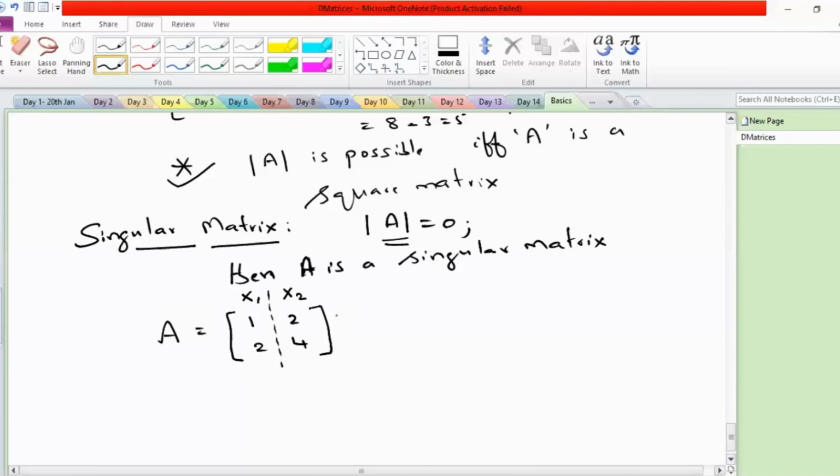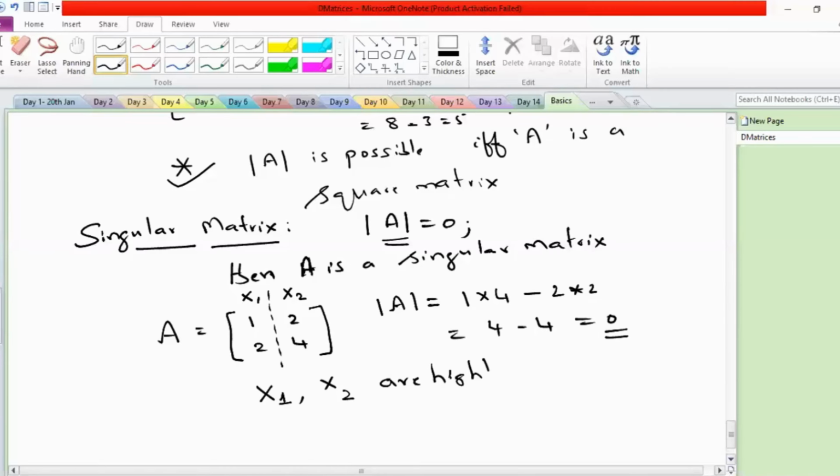If I calculate the determinant, what will the value be? 1 into 4 minus 2 into 2, which is 4 minus 4, which is nothing but 0. When the determinant of any matrix becomes 0, the inference you can take is that the x1 and x2 columns are highly correlated. Please remember the words highly correlated. Correlation.